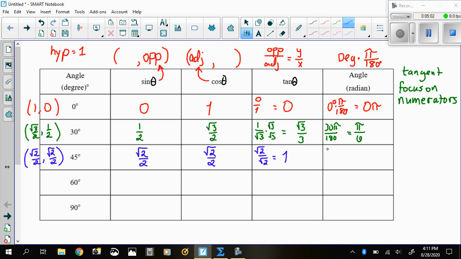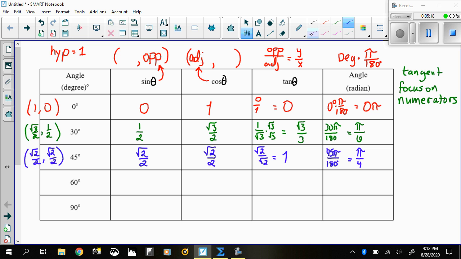Okay, degrees. Take the 45 degrees and turn it into a radian. Simplify this. They're both divisible by 45, so this is pi over 4.